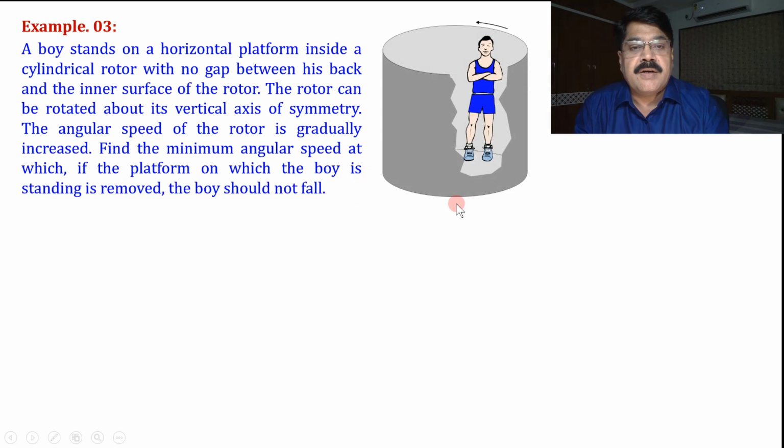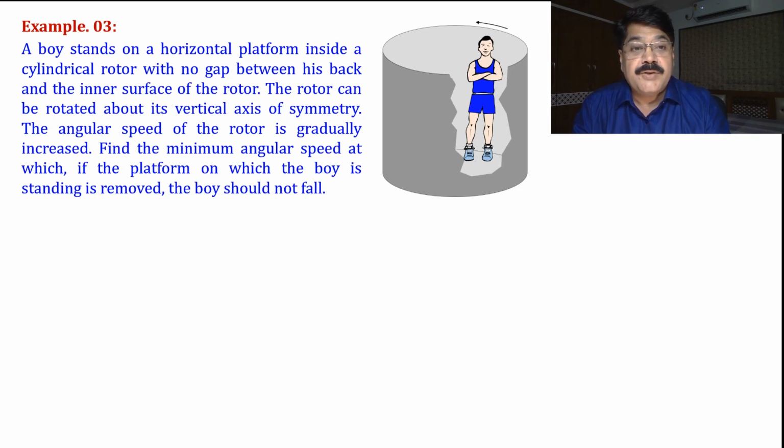Here this structure has been assumed to be removed. Actually it is not removed, but it is imagined to be removed. You can see the boy standing with his back on the inner wall, and here is the platform on which the boy is standing. The rotor, this cylindrical container, is being rotated, and its angular velocity is increased gradually. Gradually means at a very infinitely small rate. It means its angular acceleration will be 0.